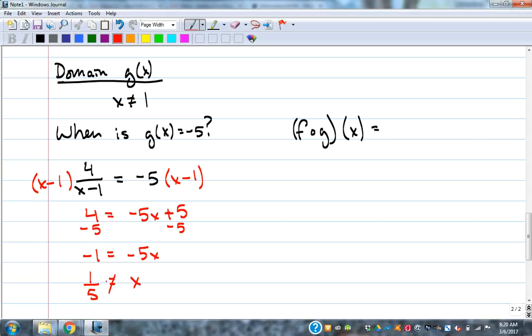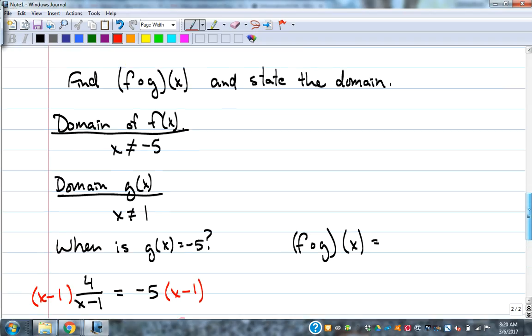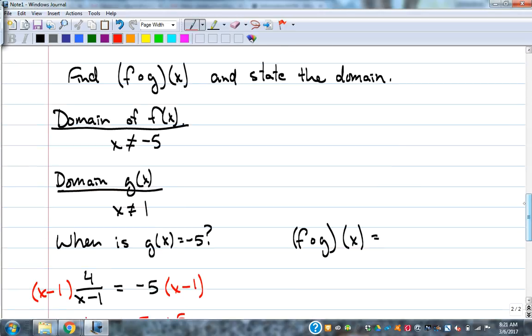Now, the composition. A bit more difficult on this one because you've got fractions involved, but we're taking the f of x function, 1 over x plus 5, and instead of x, we're putting 4 over x minus 1 in its place. So we've got to think about adding and subtracting rational expressions. If we're adding or subtracting fractions, what do they have to have?